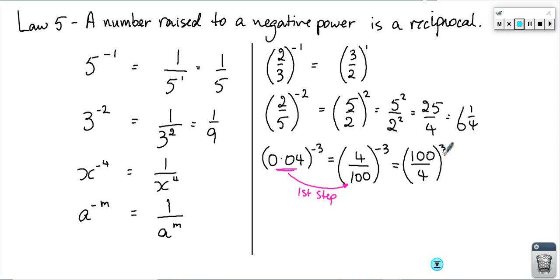Now you can divide that fraction or continue working. 100 divided by 4 in this case divides exactly, so that's 25 to the power of 3. I could have also first worked out 100 cubed, 4 cubed, divided, and I would still get the same result. So pay attention, alright? If you have a decimal, in the first step, you need to change that decimal into a fraction. And that's law number 5.